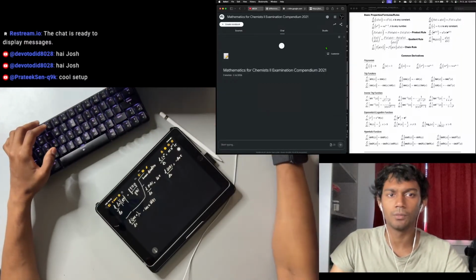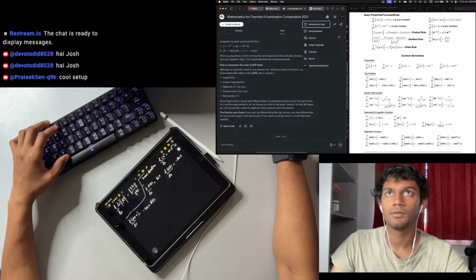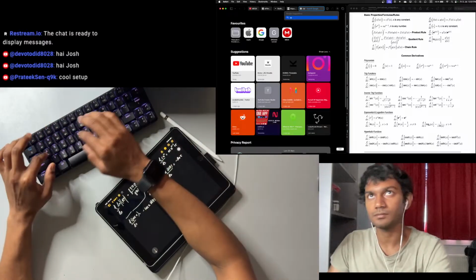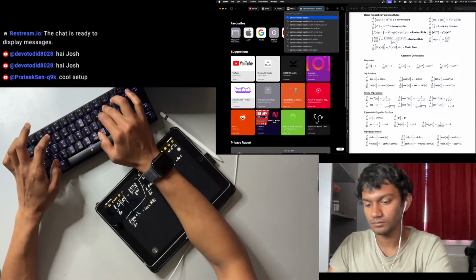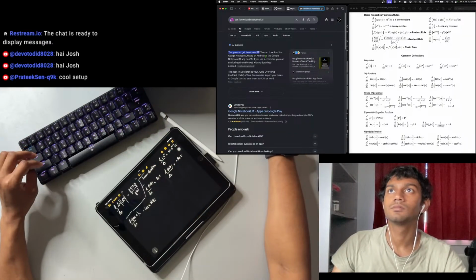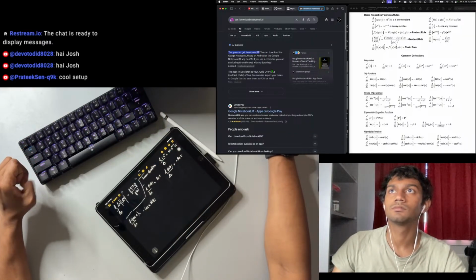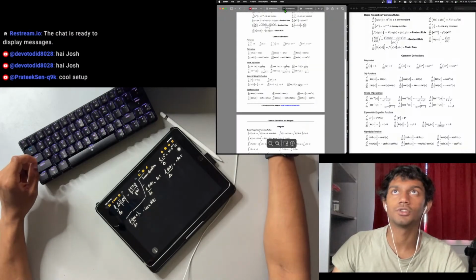Can I download Notebook LM? Is there an app? Oh, if it's a computer, the web interface is it.